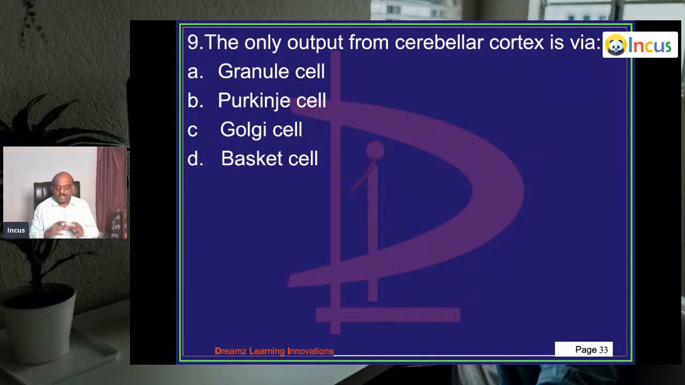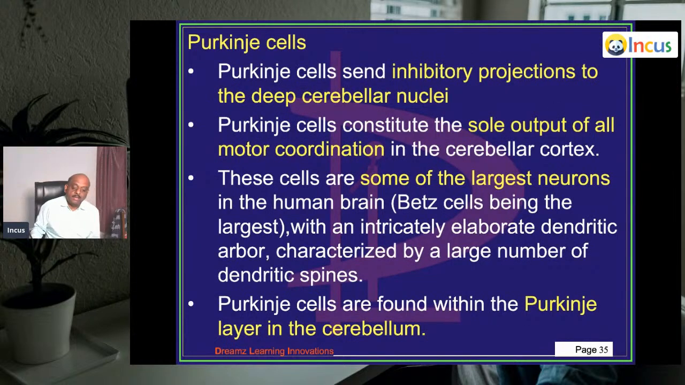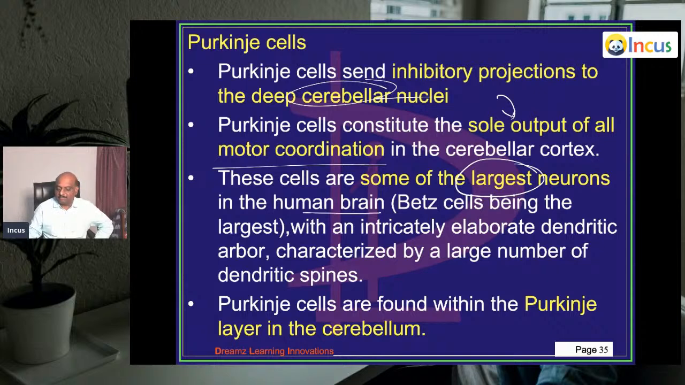Now in the cerebellar cortex, the only output is to the Purkinje cell. Purkinje cells, they send inhibitory projections to the deep cerebellar nuclei. They are the sole output of all motor coordination. And Purkinje cells are also the largest neurons in the human brain. But of all the things, largest means Bed's cells are the largest.